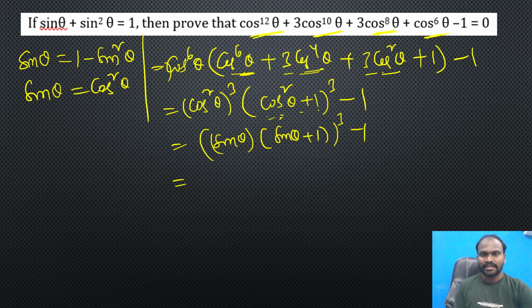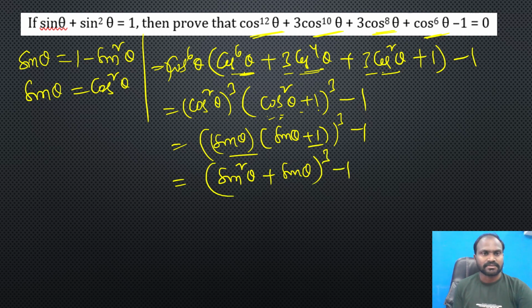So now if you multiply sine inside, it is going to be sine square theta into 1. So (sine theta) whole cube minus 1. Now what is sine square theta plus sine theta? Now that is equals to 1. So 1 cube minus 1, that is equals to what? 0. Is equals to 0. So that is what they are asking us to prove.